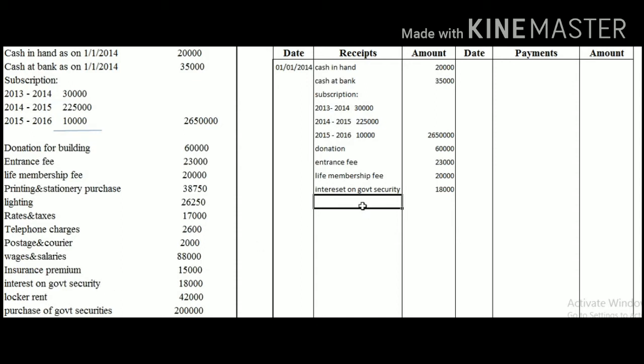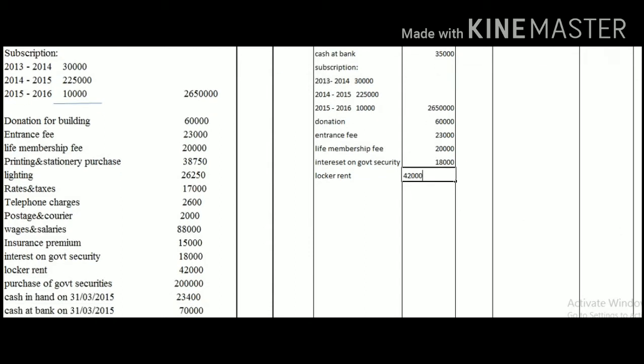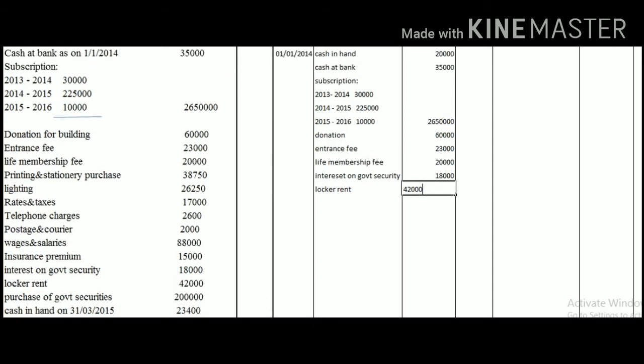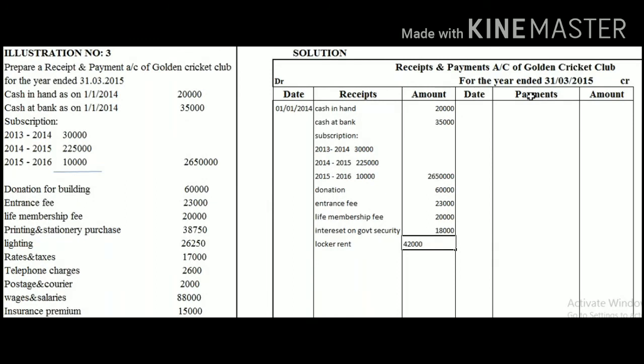And next item, locker rent. Locker rent means receipt of a not-for-profit organization. So write locker rent. What is the amount of locker rent? The amount of locker rent is 42,000. Then purchase of government security is also a payment. So I think most of the receipts are over. So we are moving on to the opposite side, that is the payment side.